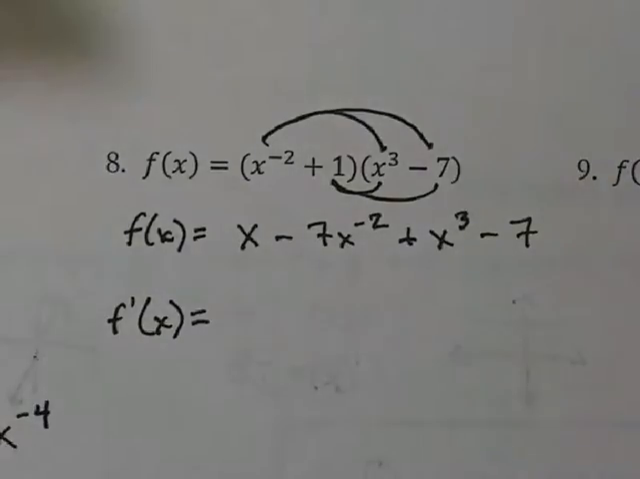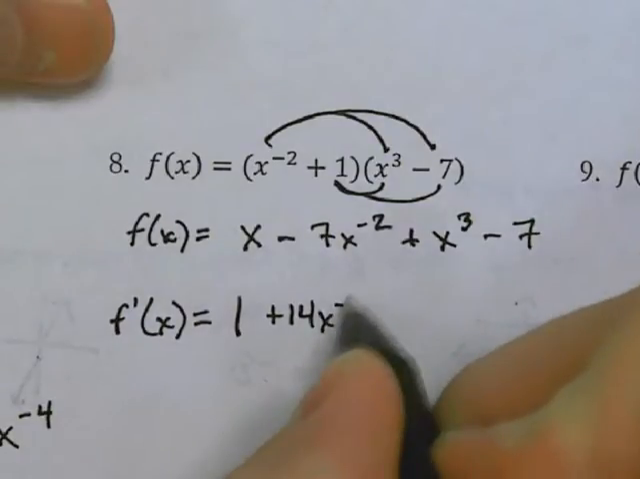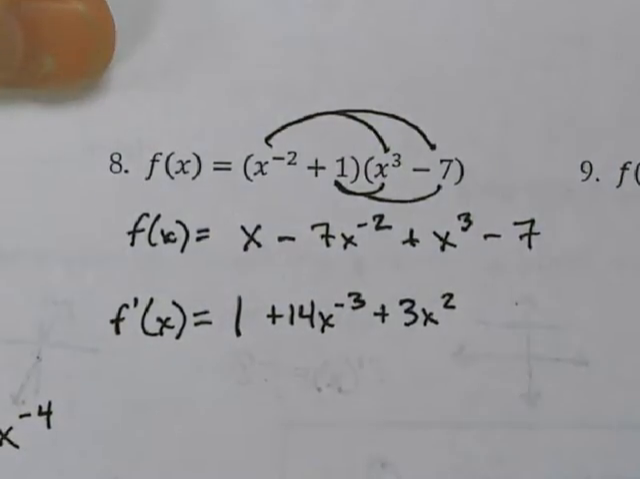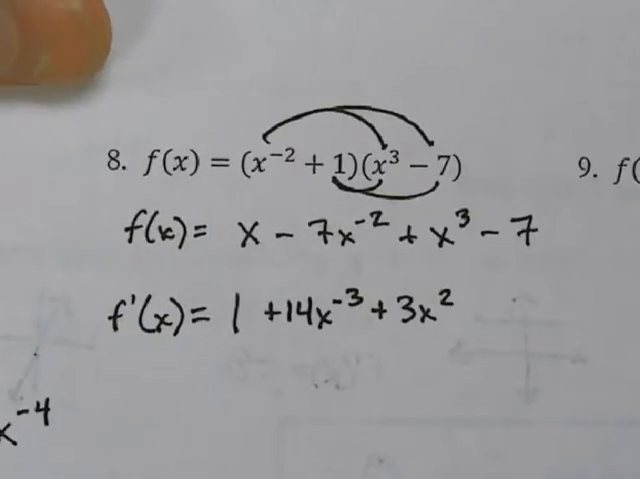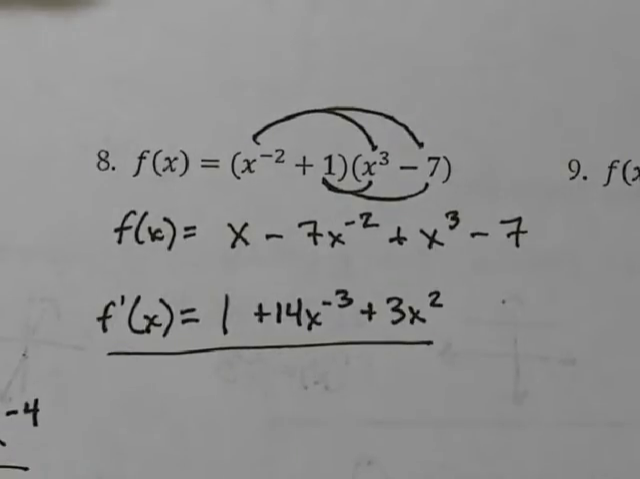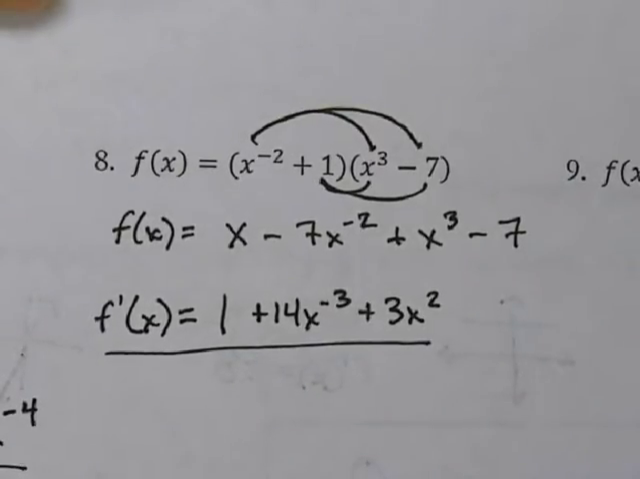Alright, we gotta start moving. So I got 1 plus 14x to the negative 3 plus 3x squared. Got to put anything there? Yeah, any constants, just 0. Got it. There's your derivative. You good? Good. You think it's easier to do that or do the product one? Probably product, but we got pretty used to the product.